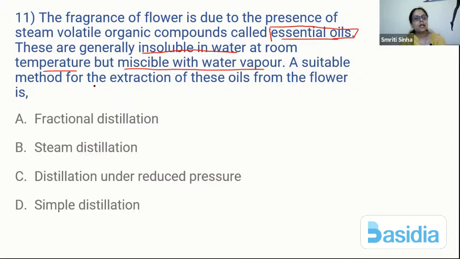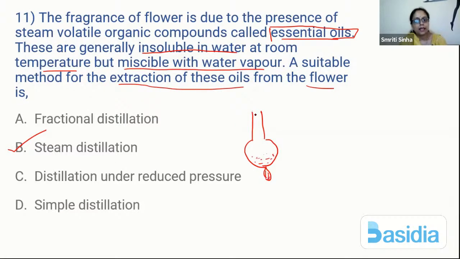So what is the suitable method for extraction of these oils from flowers? Which method will you use to extract this oil from a flower? The extraction method will be steam distillation. You will take the flower and make a proper paste of it, and then take it in a conical flask. To this you will add water, and then you will heat this solution.